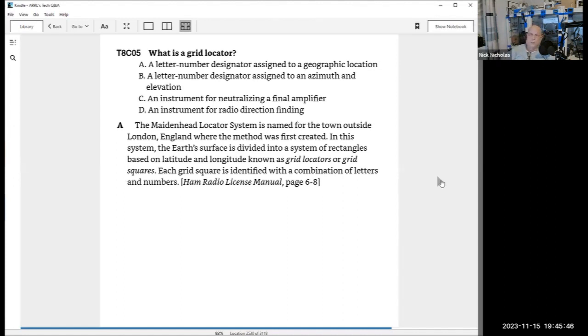But if you look at a grid map, you'll see a state might only have 4 or 5 grids. There are rectangular shapes, well, they're square actually, that represent portions of the earth, and they're numbered with letter and number combinations. And they're unique for every part of the earth.